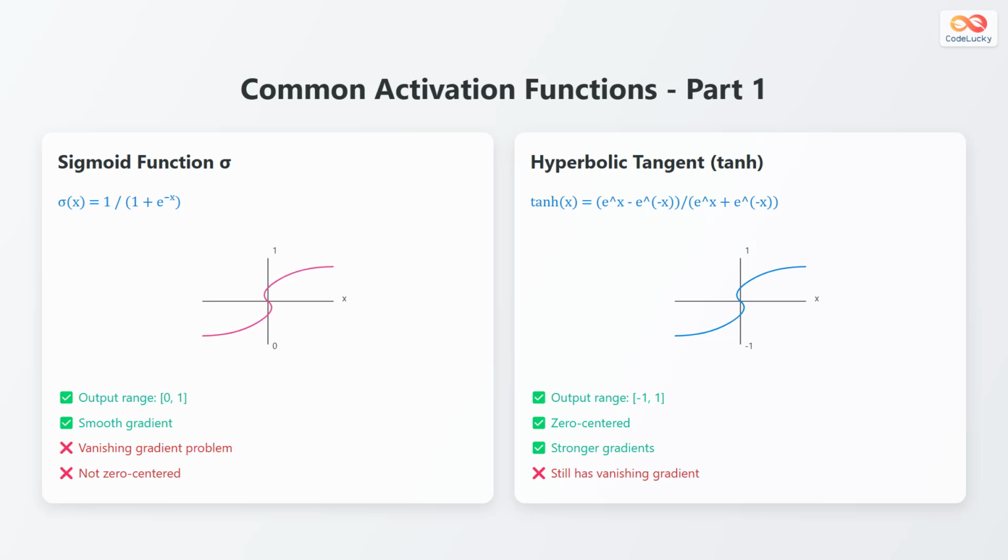Let's discuss some common activation functions. First is the sigmoid function, denoted as sigma of x, which equals 1 divided by 1 plus e to the power of negative x. It has an output range between 0 and 1, and produces a smooth gradient. However, it suffers from the vanishing gradient problem and is not zero-centered. Next is the hyperbolic tangent, also known as tanh of x, which equals e to the power x minus e to the power of negative x, divided by e to the power x plus e to the power of negative x. Its output ranges from -1 to 1, it is zero-centered and has stronger gradients but still has the vanishing gradient problem.